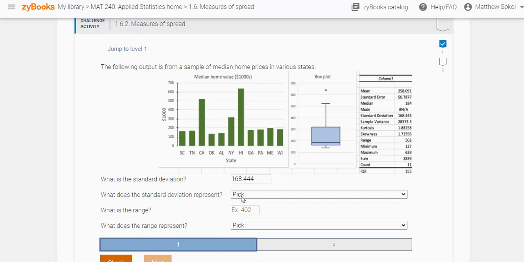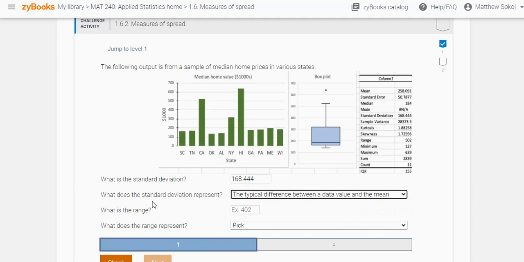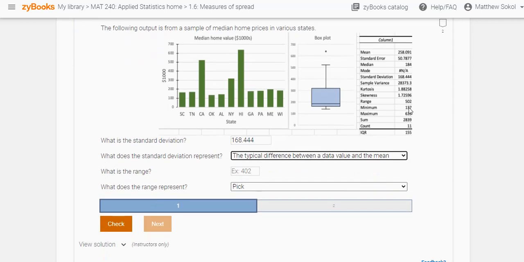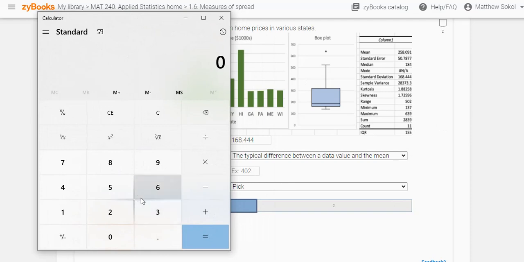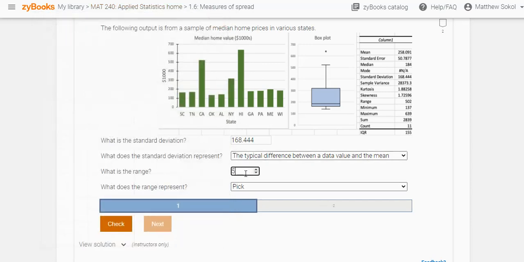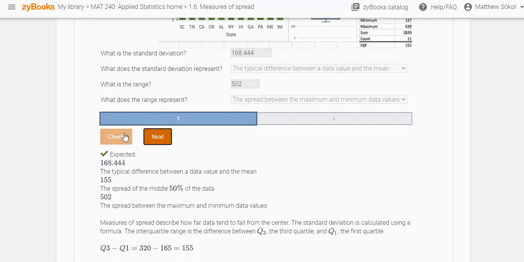Okay, and what does the standard deviation represent? Well, it represents the typical difference between a data value and the mean. All right, and what is the range? Well, the range is not given here, but I'm gonna load up my calculator here. The range is just the difference between the maximum and minimum values. So it's 639 minus 137, and you get 502. All right, what does it represent? Well, it just represents the difference between the maximum and minimum values, and we got it.